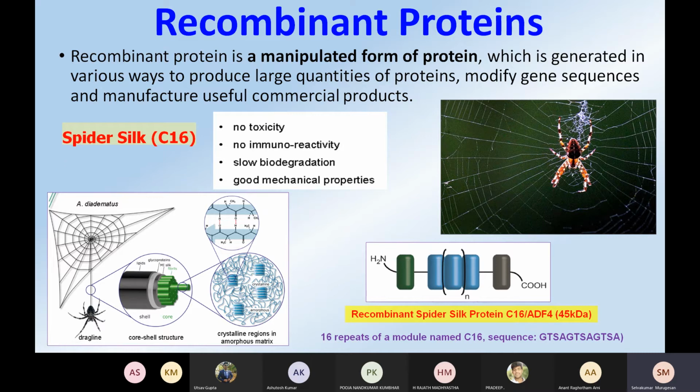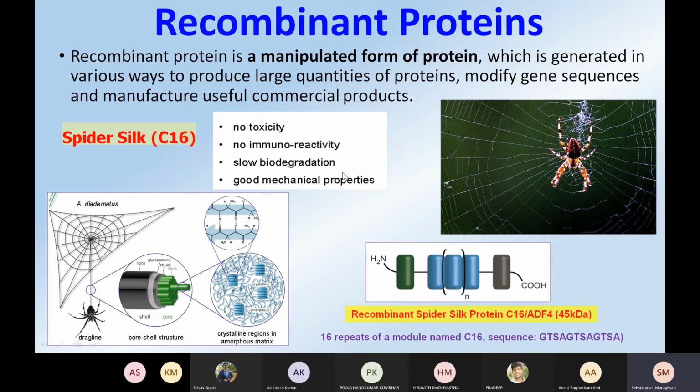In fact, this was one of my postdoc works. In the European forest and garden, we selectively chose an Araneus diadematus spider, and we studied the chemical composition of its spider web, like what the amino acid sequences are, etc. We saw that spider webs are very strong and have excellent mechanical properties.